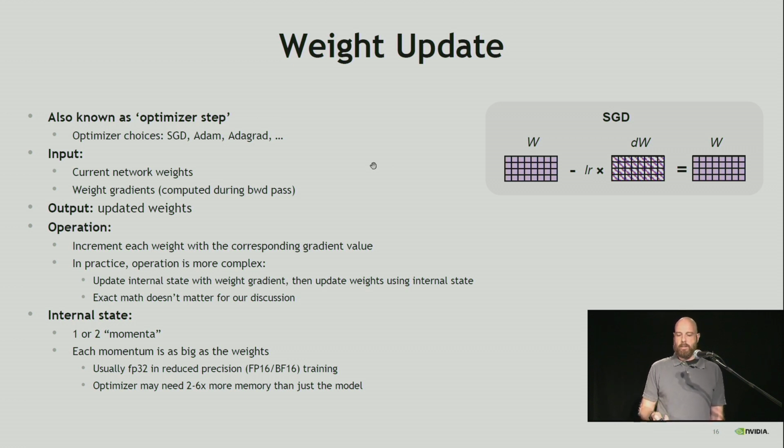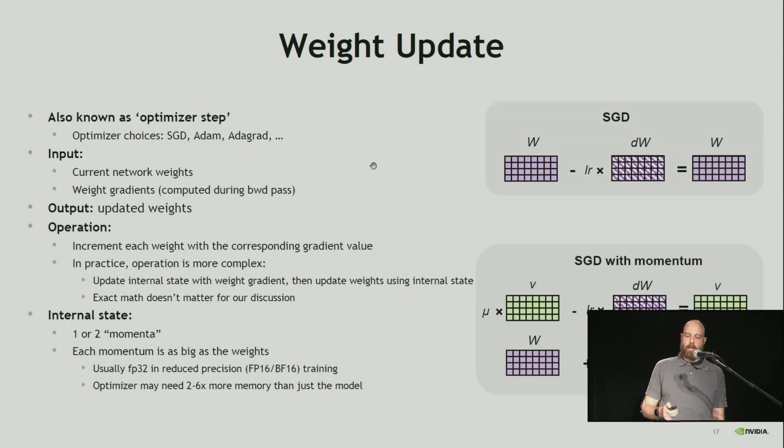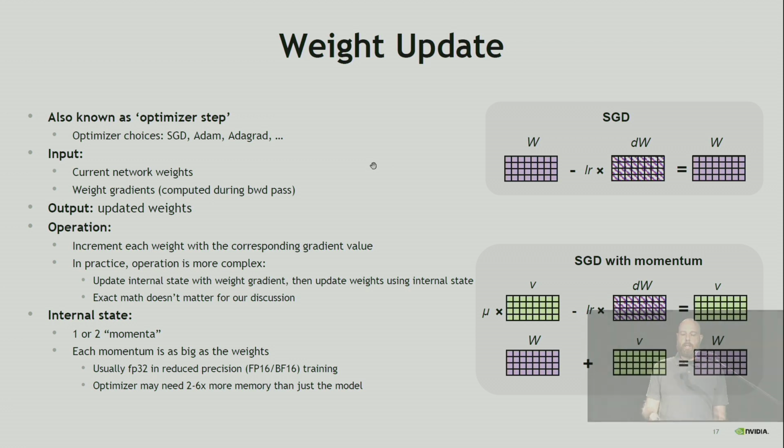So on the right-hand side here, you'll see SGD, so that's stochastic gradient descent. We just combine the gradient multiplied with the learning rate with the weights and produce new weights. If you have, let's say, SGD with momentum, now in green we have one of the momentum matrices. Again, they have the same size as the weights. So first you update the momentum, then you update the weights, and you continue training.